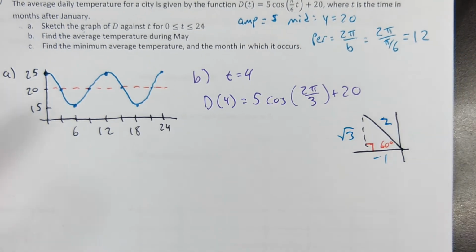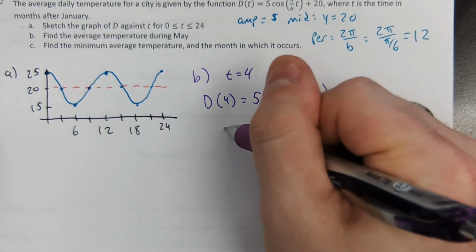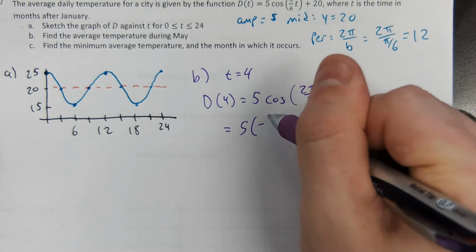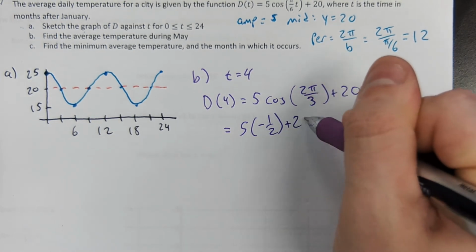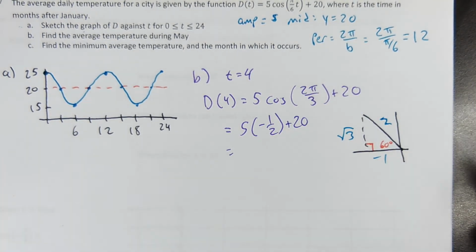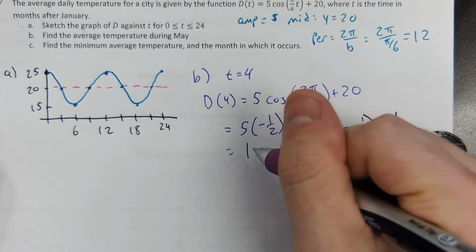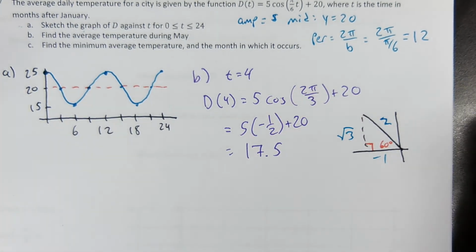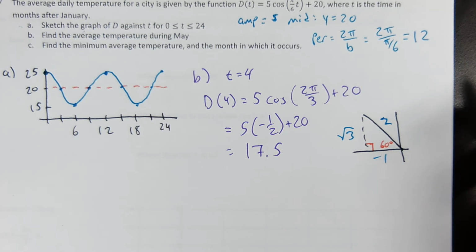Cosine is x over r. Oh, so it's 1/2. X over r, 1/2. Negative 1/2, thank you. 5 times negative 1/2 plus 20. 20 minus 2.5, 17.5. There you go. 17.5.